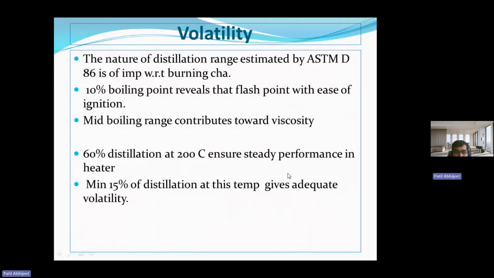So generally 15% of distillation is the important property at this temperature, which is going to give the adequate volatility in the calculations. So this was regarding volatility.